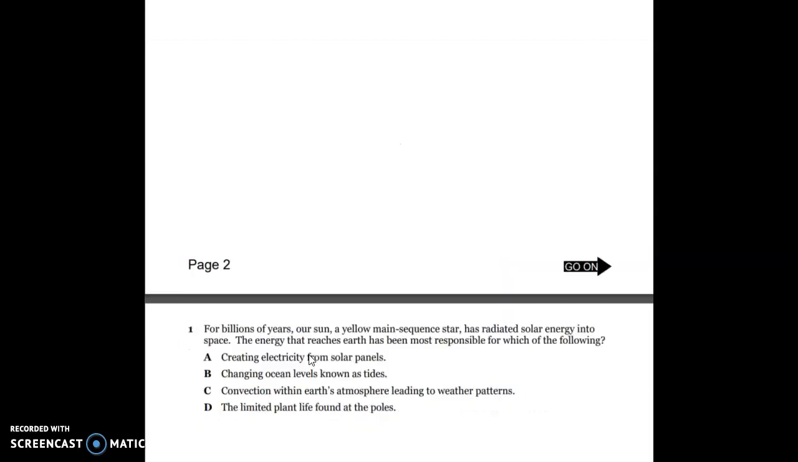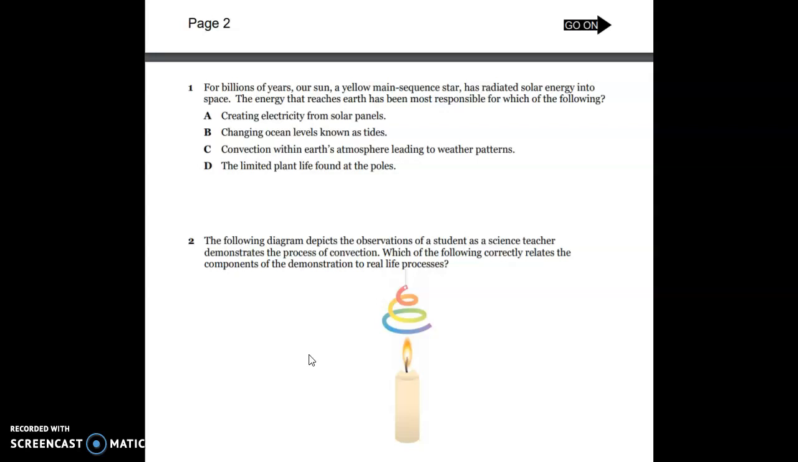Okay, 8th grade science Earth cycles test. Number 1. For billions of years, our sun, a yellow main sequence star, has radiated solar energy into space. The energy that reaches Earth has been most responsible for which of the following?